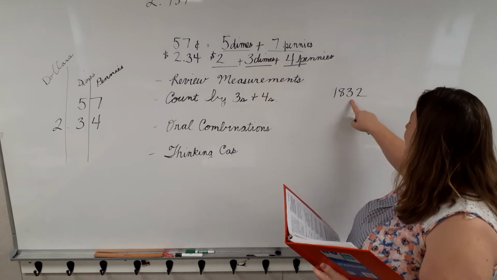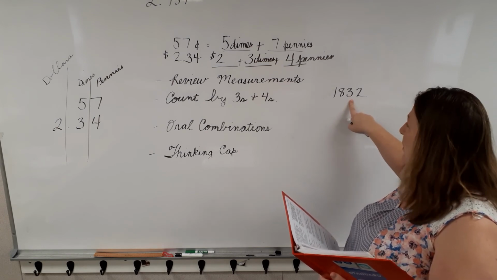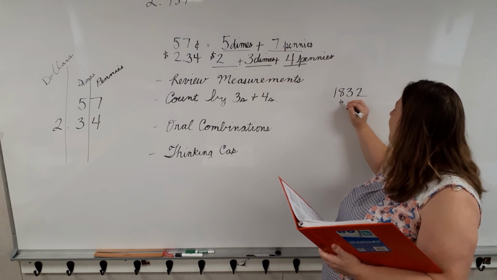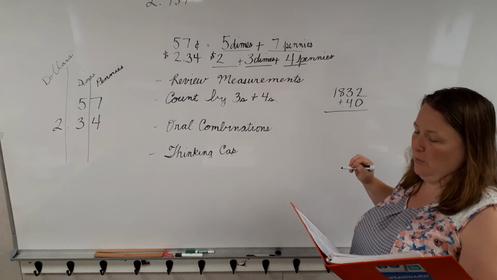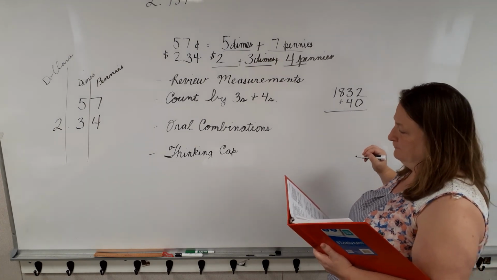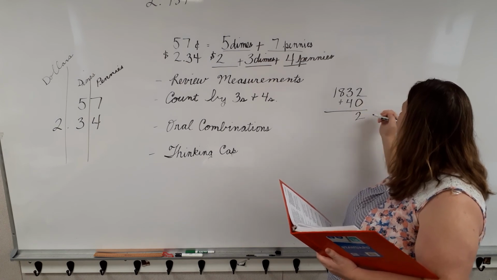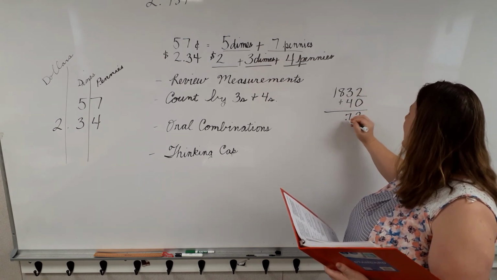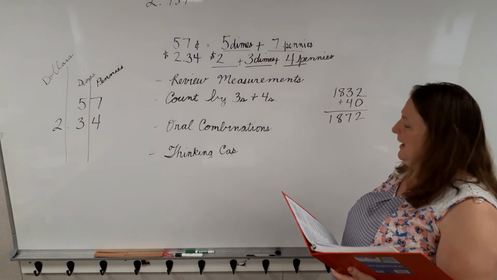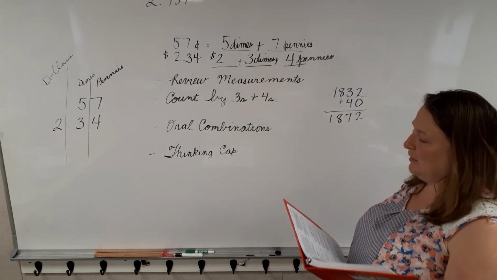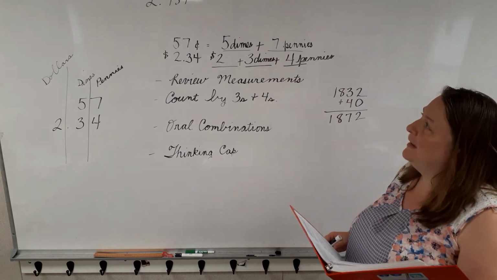So, if this was 40 years before Yellowstone, we would have to add 40 years to find out when Yellowstone was made a national park. 2 plus 0 equals 2. 3 plus 4 equals 7. And then we have 8 and 1. In 1872, Yellowstone was made a national park. Go ahead and work on your seat work.